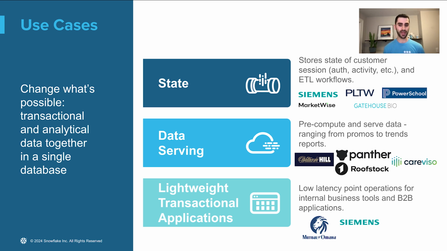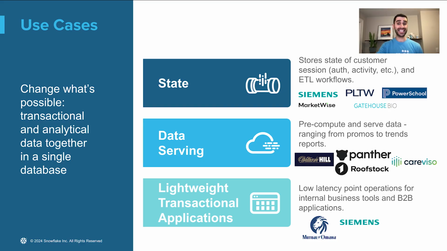The last main bucket that we see is customers using hybrid tables as the backend operational store for lightweight transactional applications, really taking advantage of the ability to do high concurrency, low latency point DMLs for internal business applications, B2B SaaS applications, and things like that. And we see this being done in industries ranging from financial services to manufacturing to the energy sector.